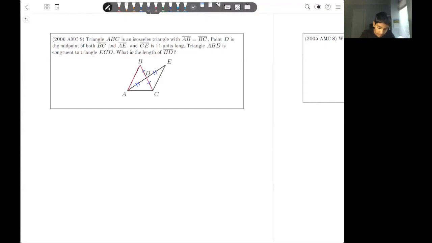Okay, so now what can we do from here? Well, triangle ABD is congruent to triangle ECD. So triangle ABD is congruent to triangle ECD.